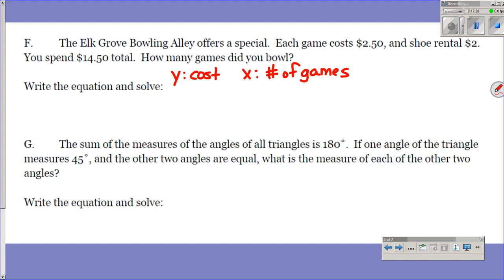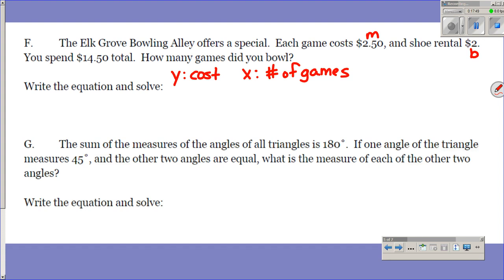Okay, if you think about the cost, they tell us that each game costs $2.50. So this is going to be our slope. We're going to pay that maybe more than one time. It's going to depend on how many games we play. Now the shoe rental, we're only going to have to pay that fee one time. So that's going to be our y-intercept.